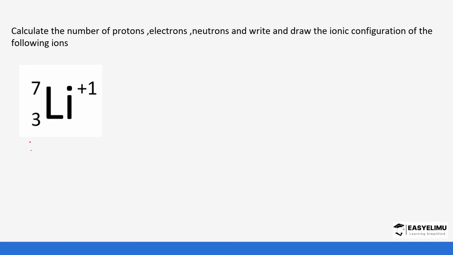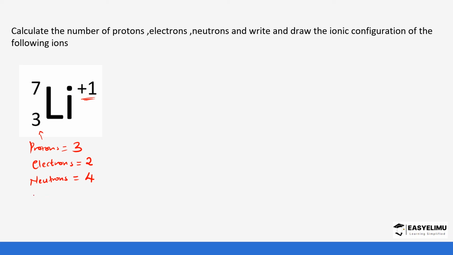Another example is lithium. So the number of protons for the lithium is going to be 3 because of the atomic number. And then the number of electrons is not going to be the same as the number of protons, because 1 plus tells us that it has lost 1 electron, so it becomes 2. And then the number of neutrons does not change. The number of neutrons is 4 because it is 7 minus 3. That is the mass number minus number of protons.